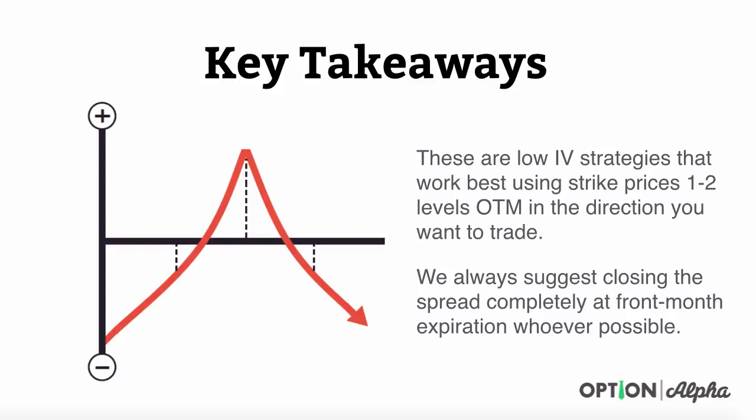Again, we suggest closing the spread completely at front month expiration whenever possible. And really this means that you close out the trade when you get to that front month expiration. The example we just went through, that would be February expiration, about 28 days from now. So you want to close out the strategy regardless of what happens at February expiration. You're not going to carry it all the way through to March expiration.